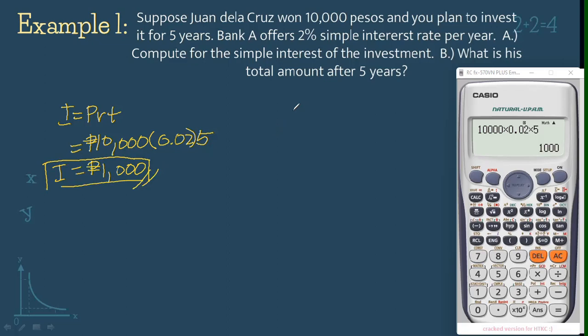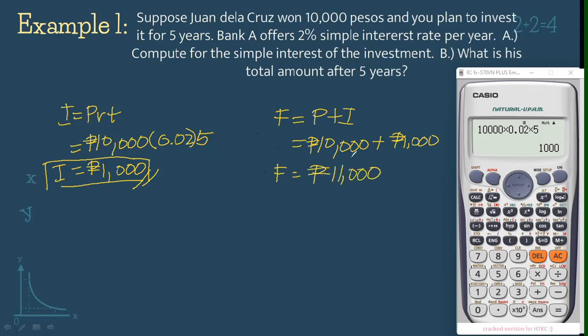Pero meron pa tayong another question. Sabi dito, what is our future value? Since available na po yung I, pwede na natin gamitin yung F is equal to P plus I na lang po. Wherein P is also 10,000 pesos plus the interest of 1,000 pesos, which will give us the future value of 11,000 pesos. So as you can see, parehas lang naman po siya kanina, pero this time, mas mabilis dahil meron tayong formula. Yung kanina po is illustrative example lang po siya para makita nyo kung paano lumalago yung pera nyo po over the period of time.